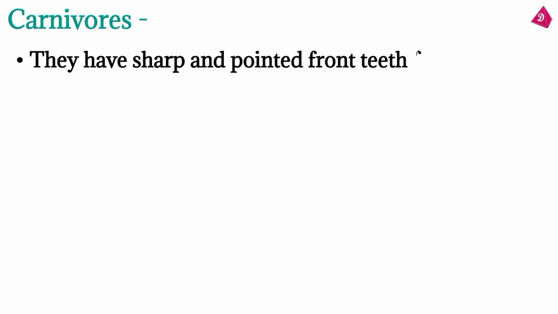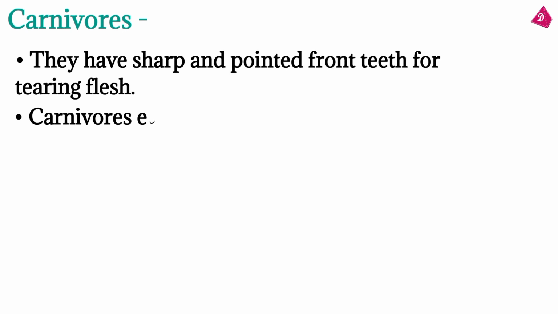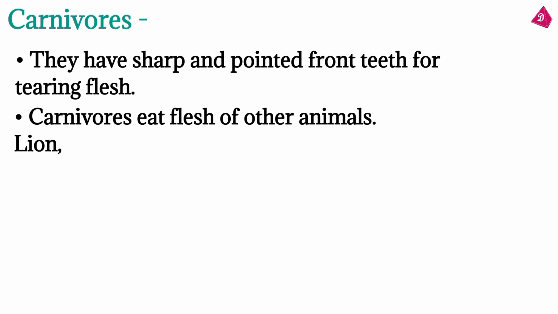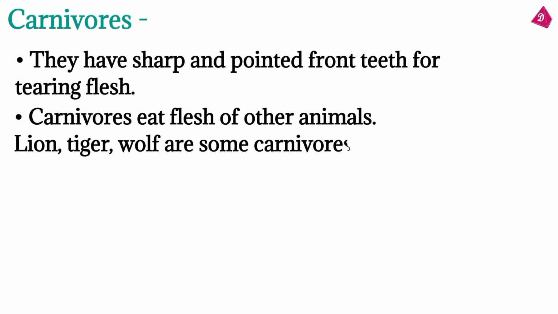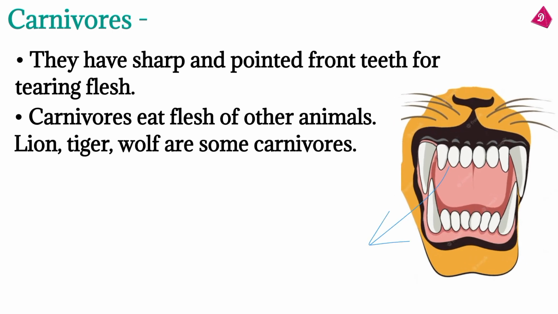Carnivores, they have sharp and pointed front teeth for tearing flesh. Carnivores eat flesh of other animals. Lion, tiger, wolf are some carnivores. Look at the picture, it shows the sharp and pointed teeth of a tiger.